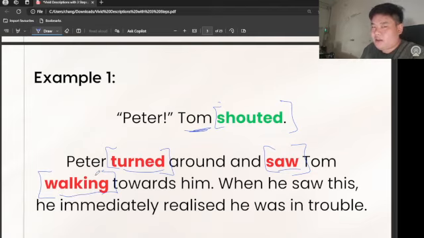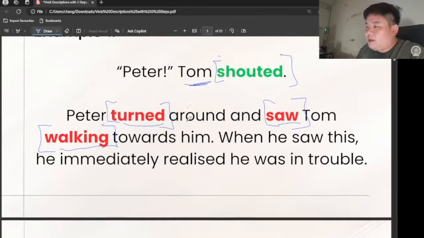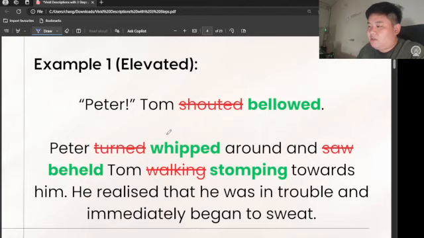And walking, there are also many different ways of walking. So that in itself is also dependent on the emotions that the character is facing at the point of time, so on and so forth. So how we can elevate this here is with simple words like these, or rather more advanced vocabulary, but this is a simple way of doing it. Peter, Tom bellowed, right? So instead of using the word shouted, use the word bellowed.